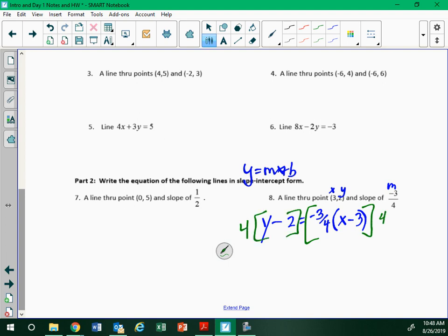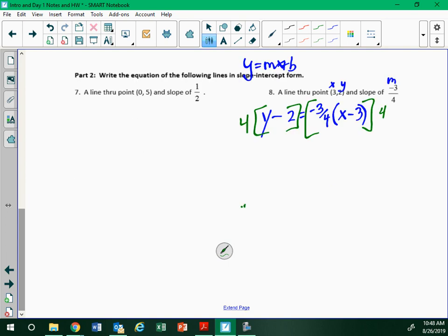Again, there's multiple ways that you can go about this. I'm just showing you some tricks of the trade that might make it a little bit easier for you. So here I'd have 4y minus 8, and then I'm multiplying 4 times the negative 3/4, and that's going to cancel out my denominator, which is the whole reason why I chose to multiply by 4, so I don't have to deal with that fraction anymore. So now I have negative 3x, and then positive 9.